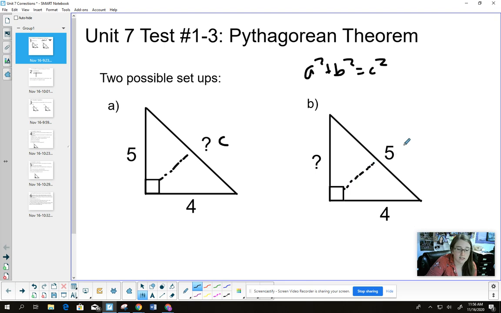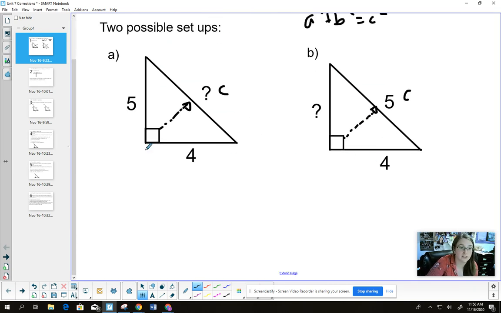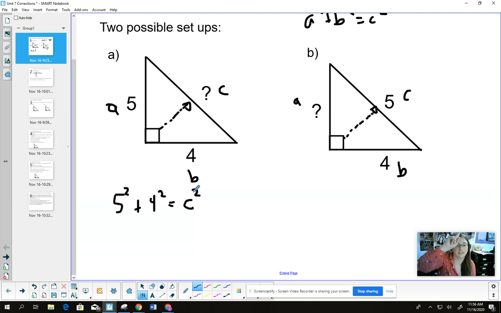So in these 2 questions, in this one, I'm trying to find C. In this one, I'm given C. So the setup will look different. That means that these 2 sides are A and B. It doesn't matter which I choose to be A and B, as long as it's these 2 sides; it's C that's important. So if this was how your picture was labeled, this would have been your setup. 5 squared, that's A, plus 4 squared, that's B, equals what I'm trying to find, squared. So we would get this C by itself. We'd have to take the square root at the end.